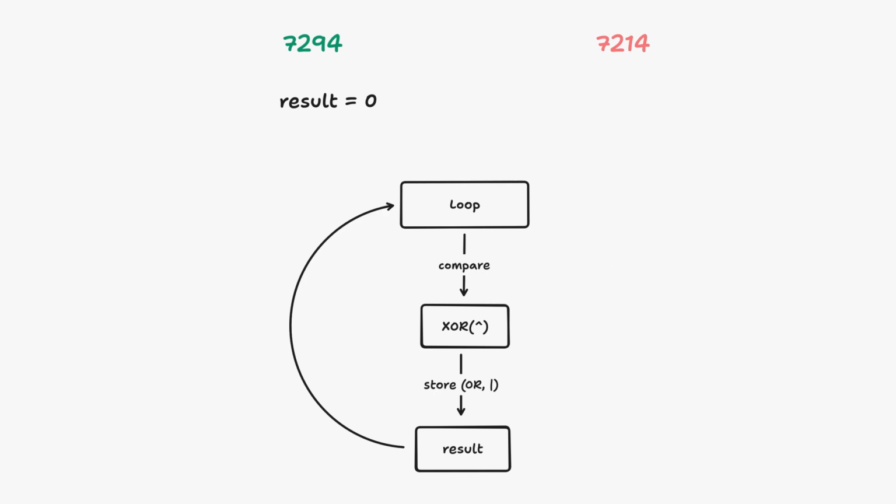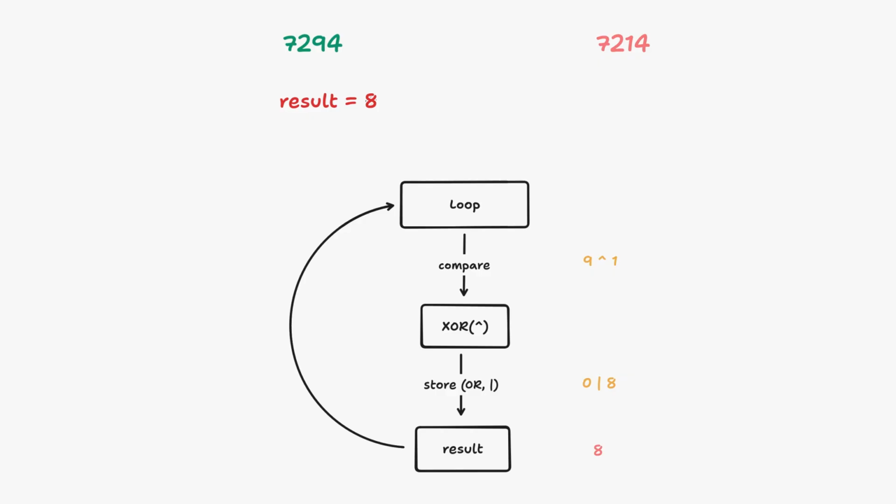So far, so good. But on the third digit, a 9 versus 1, XOR spots the mismatch and outputs a non-zero number. This is where our OR-assign operator acts as a sticky switch. It absorbs that non-zero number, meaning our result is now permanently altered.